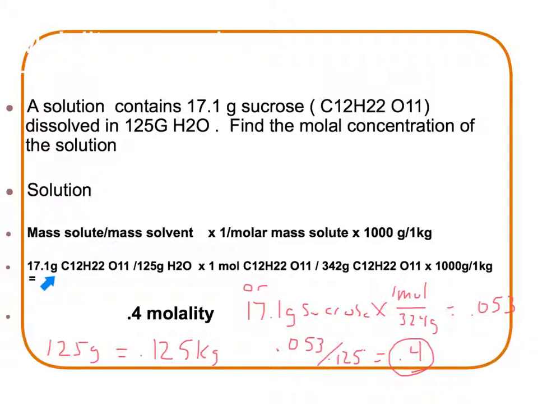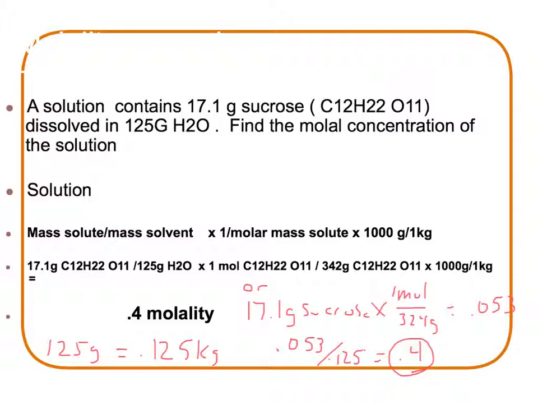The textbook would take 17.1 grams of sucrose divided by the 125 grams of water, both stated in the problem. It would multiply that times 1 mole of sucrose over the weight of sucrose from the periodic table. And then it would multiply that times 1 kilogram over 1000 grams. Now, this problem does this so that we can convert out of grams of sucrose and into moles of sucrose, and out of grams of water and into kilograms of water.